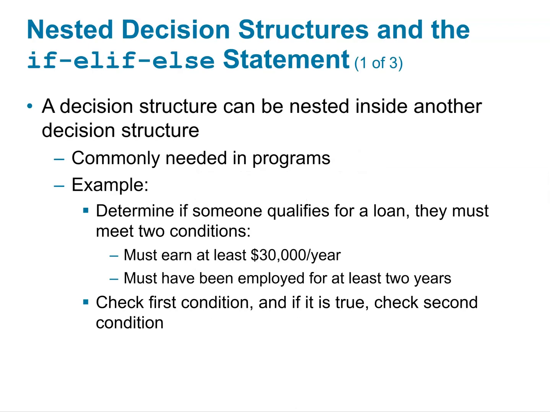We can also have nested structures, and also an if structure can be nested inside another decision structure. A common example: determine if someone qualifies for a loan. They must meet 2 conditions. Must earn at least 30 grand a year and must have been employed for 2 years. Check the first condition, and if it's true, check the second condition.